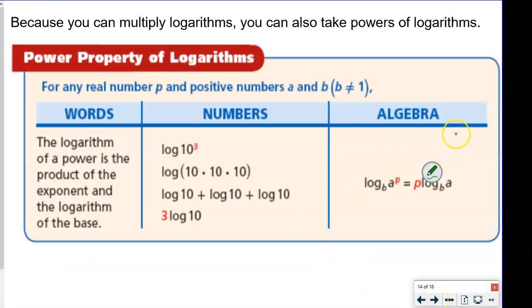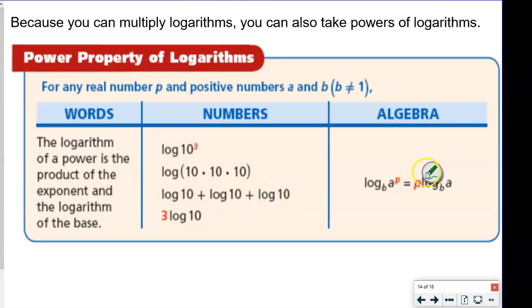All right, so now because you can multiply logarithms, you can also take the powers of logarithms, okay? So the logarithm of a power is the power of the exponent and the logarithm of the base. So what does that mean? So we got the log of 10 to the third. Isn't that log of 10 times 10 times 10, which, if we expanded it, would be log of 10 plus log of 10 plus log of 10. So don't we have 3 of these, okay?